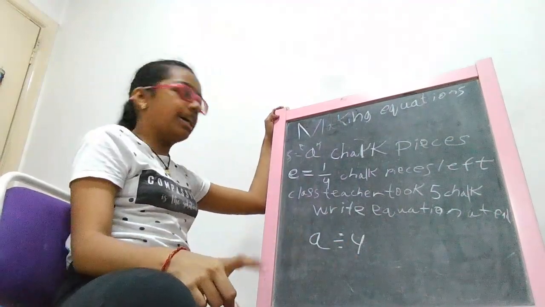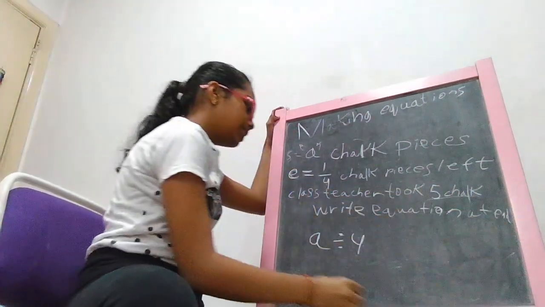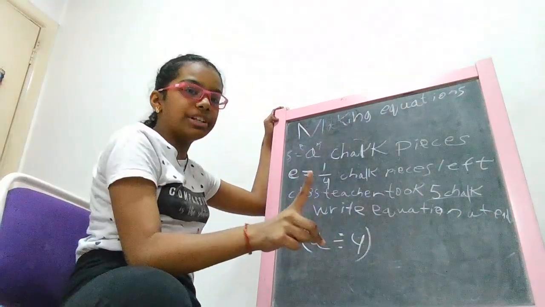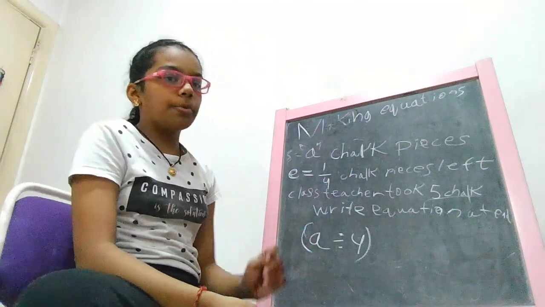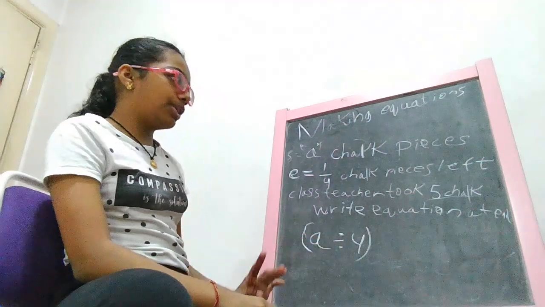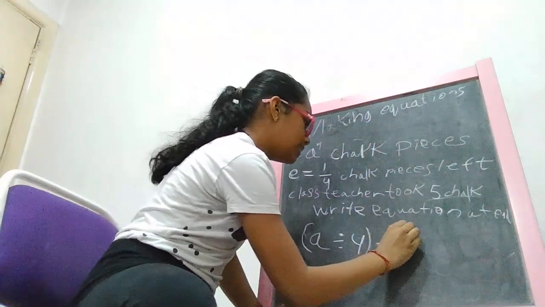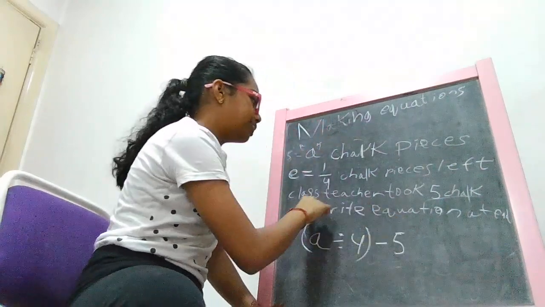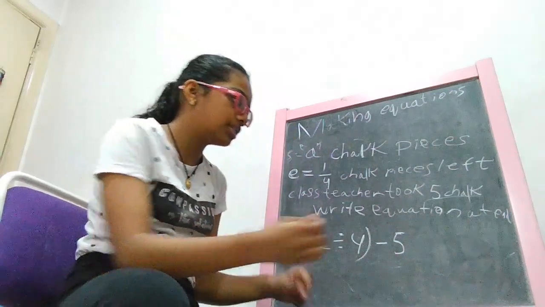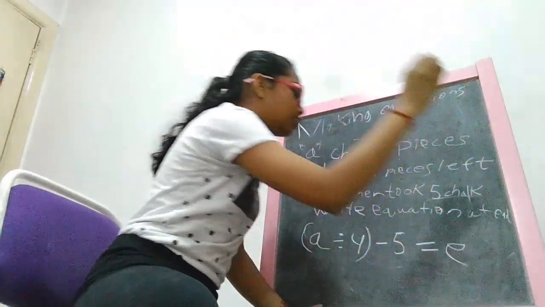That's what happened first, right? But then a class teacher came and took 5 chalk pieces. So we'll put this in brackets because first we need to do this. First of all, we need to do this using the BODMAS rule. Always the bracket comes first. So A divided by 4. Okay. Then what we need to do? We need to put minus 5 because the other class teacher came and took 5 chalk pieces, is equal to the pieces left at the end of the school year.